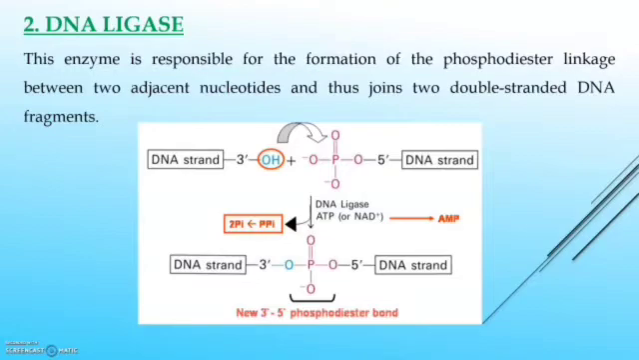This enzyme is responsible for the formation of a phosphodiester linkage between 2 adjacent nucleotides, and thus joins 2 double-stranded DNA fragments. The phosphodiester linkage is formed between the 3' OH group and the 5' phosphate group of the pentose sugar of adjacent nucleotides of 2 different DNA fragments. In recombinant DNA experiments, DNA ligase is used to join different DNA fragments that are annealed by the sticky ends. There are different types of ligase enzymes from different sources, but the most frequently used one is T4 DNA ligase produced by T4 bacteriophage.